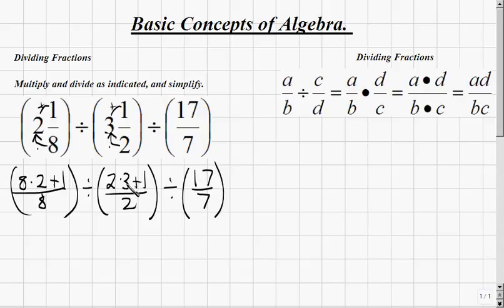Next, simplifying these first two fractions, multiplying and then adding, 8 times 2 is 16, plus 1 becomes 17 over 8, divided by 2 times 3 is 6, plus 1 is 7 over 2, and then finally divide that by 17 over 7. Let's scroll this down a little.